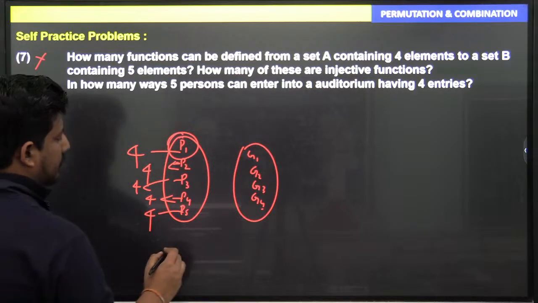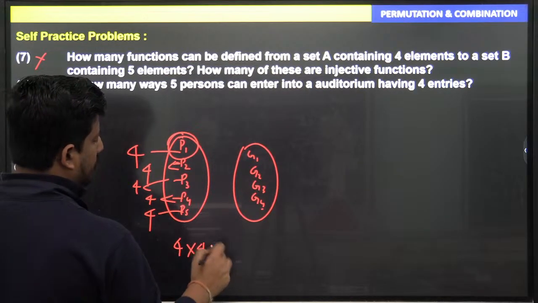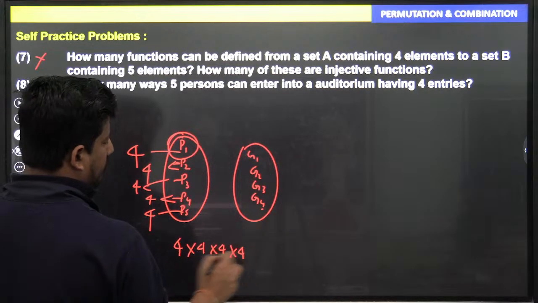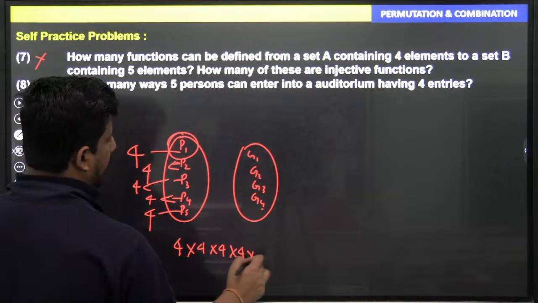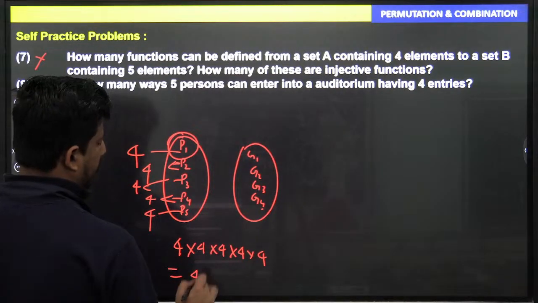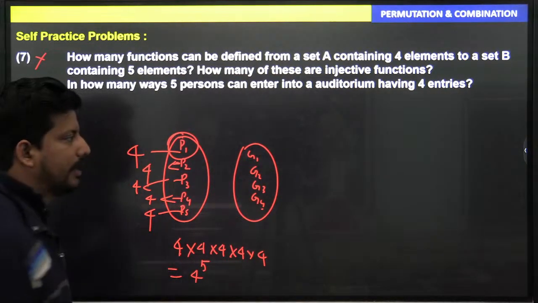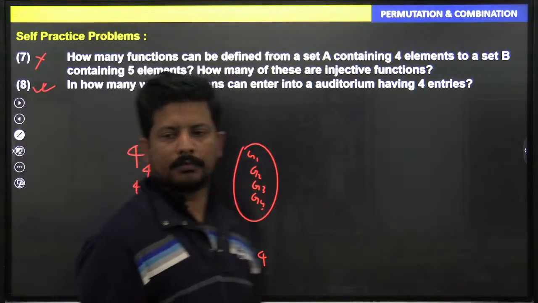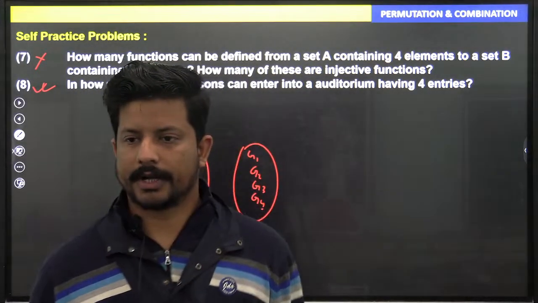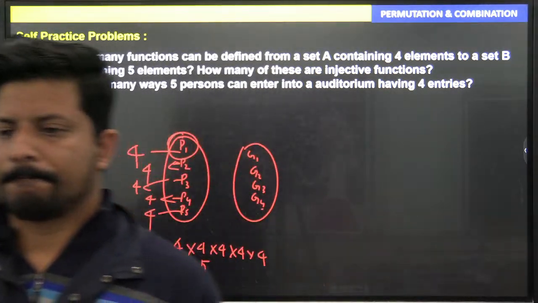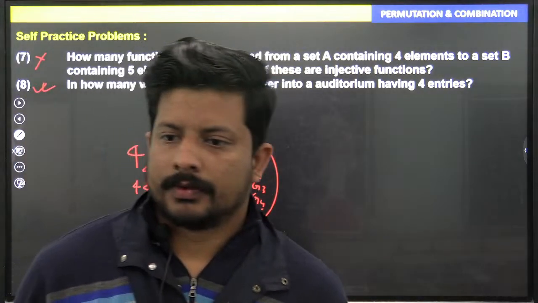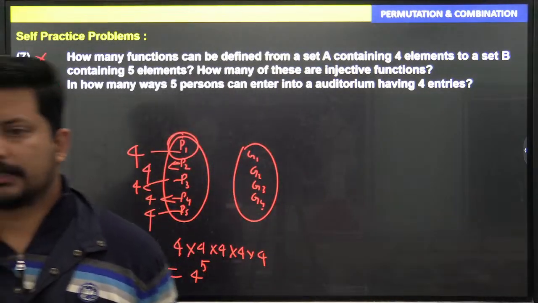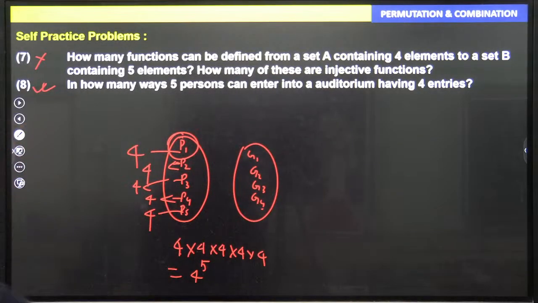Okay now, so here 4 into 4 into 4 into 4, how many? 1, 2, 3, 4 and 5. So this becomes 4 raised to power 5. Okay na? Hope you are getting my points. If you have any doubt, any query, you can ask me in the comment box, so that we can see that you are not getting my points or anything like that.